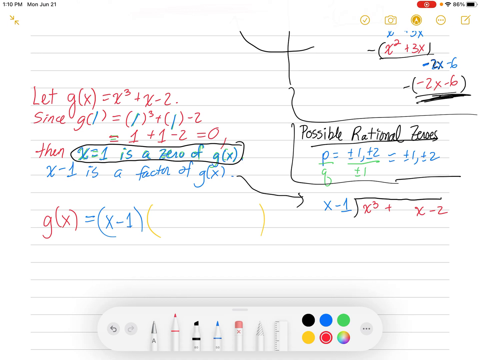Now notice that I skipped the square column here. If you don't like the fact that I skipped it, you can put a 0x squared there, like that, and then a plus. So you want to make sure you leave space for any skipped columns. So even though the square term doesn't show up in x cubed plus x minus 2, you still need to either leave space or make a 0x squared in its place. Okay, so what are we going to do here?